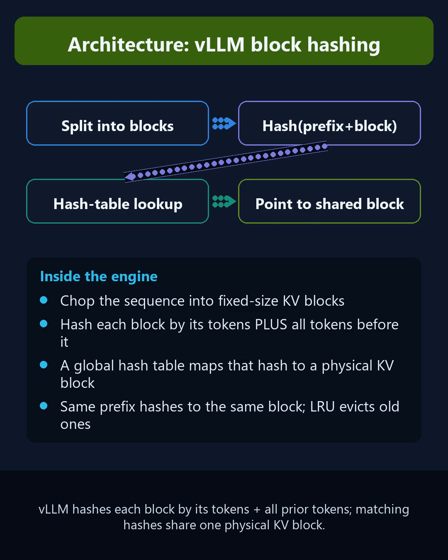Now the architecture behind it. Take vLLM's approach. It chops the sequence into blocks, then hashes each block by its own tokens plus every token before it. That hash is the key in a global hash table that maps to a physical block of key value memory. Two requests with the same prefix hash to the same blocks, so their logical blocks simply point at the shared physical block. When memory runs low, a least recently used policy evicts old blocks.